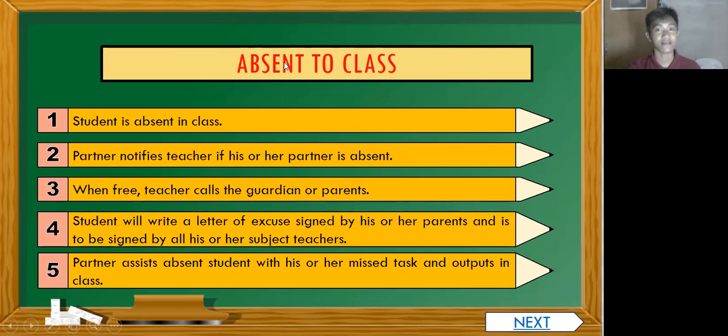This is for the absent student in class. When a student is absent in class, the partner notifies the teacher that his or her partner is absent. When free, the teacher calls the guardian or parents of the student. The student will write a letter of excuse signed by his or her parents, and it is to be signed by all his or her subject teachers during that day. Partners assist the absent student with his or her missed tasks and outputs in class.